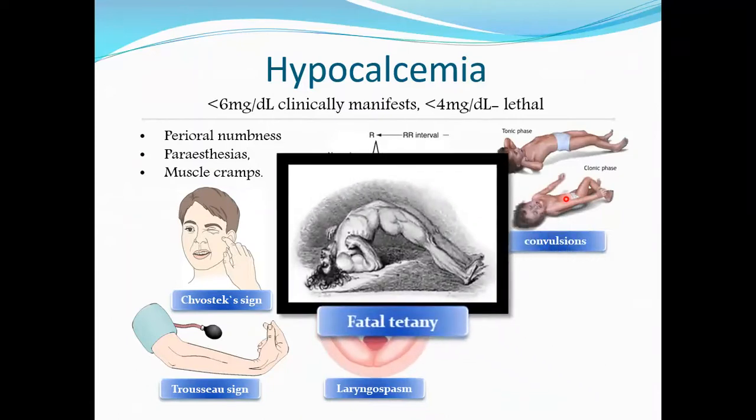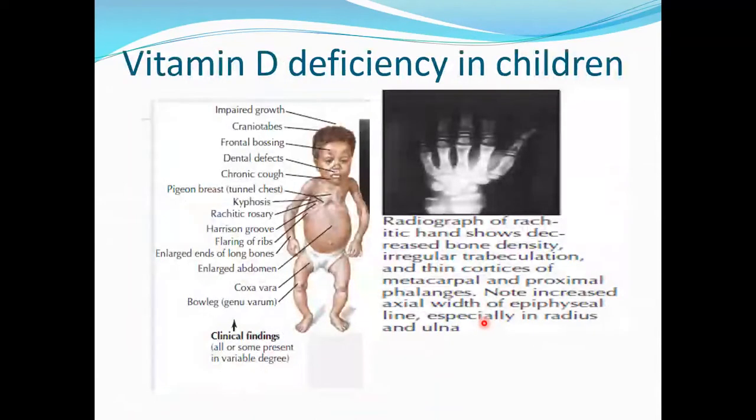So if it is not treated at the earlier stages, it can result in fatal tetany, where you can see not only flexion in the wrist joint, but there is flexion at the level of the elbow joint, there is flexion at the level of the hip joint, but there is hyperextension of the metacarpophalangeal and distal lower limb joints, resulting in this kind of posture of the body that is fatal.